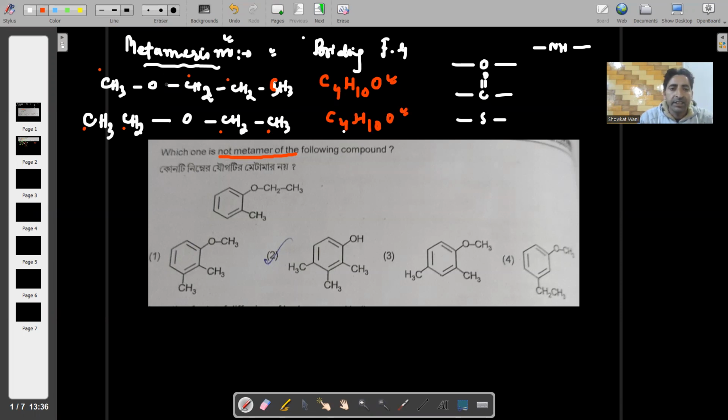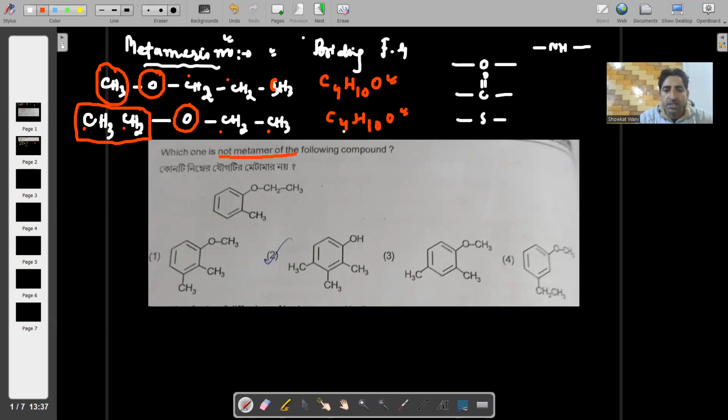But where do they differ? They differ in the groups present around this bridging functional group. This is a bridging functional group, and this is a bridging functional group. In this case, on one side of the bridging functional group we have a methyl group, and on the other side we have a propyl group. And in the second one, we have an ethyl group on one side and an ethyl group on the other side. Such isomers, in which different alkyl groups are present across the bridging functional group, are known as metamers.